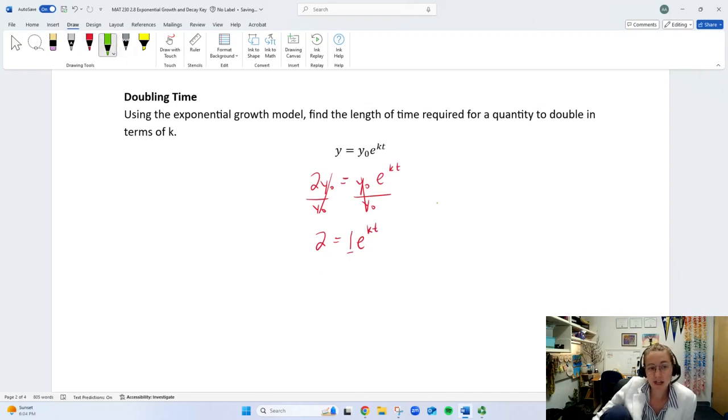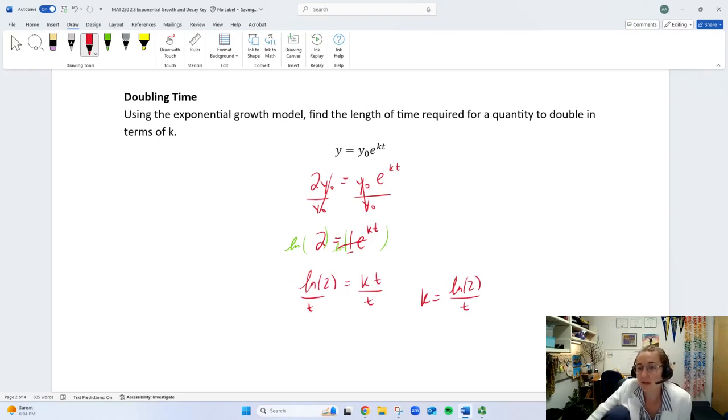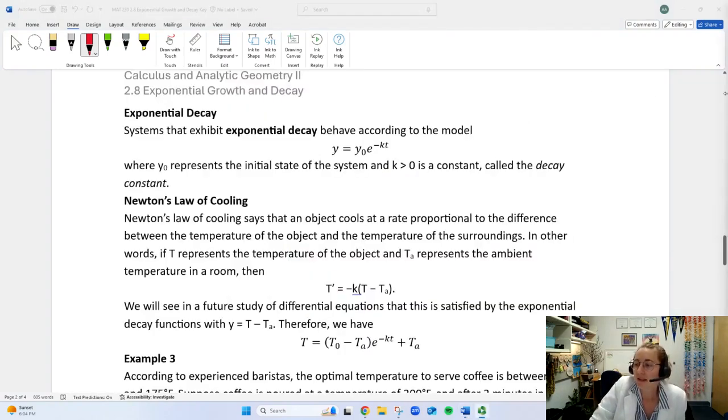So I'm looking for this in terms of k. I can find this by taking my natural log on both sides, and I'll have natural log of 2 is equal to natural log of e, which cancels out, and I'll have k times t. So really, to solve for k, all I need to do is divide by t, and it is equal to ln of 2 over the amount of time that it would take to double. Just like we have doubling time, we also have something called half-life, and that would be considered exponential decay. So if we started out with like 10 bacteria, exponential decay or half-life would be when there are 5 bacteria, or half that amount.